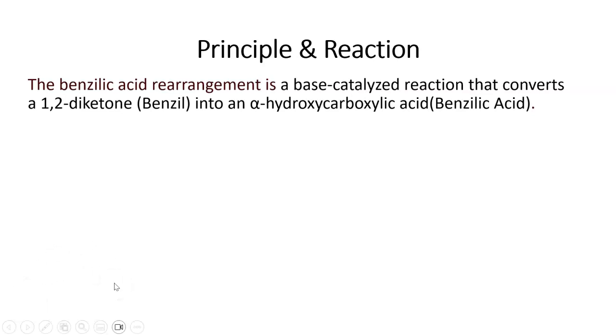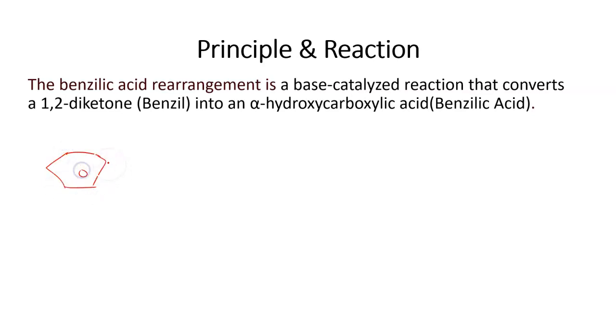Principle of benzilic acid rearrangement. It is a base catalyzed reaction that converts a 1,2-diketone, that is benzil, we will take benzil, into an alpha hydroxy carboxylic acid, that is benzilic acid. Now we will see the reaction and understand the principle of the reaction.